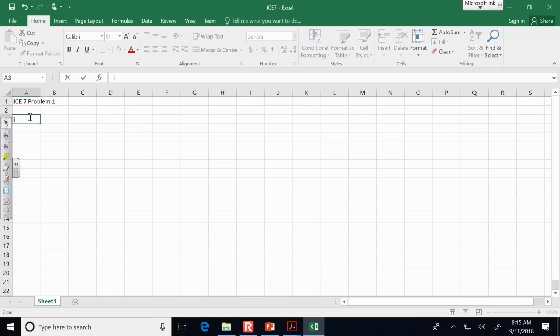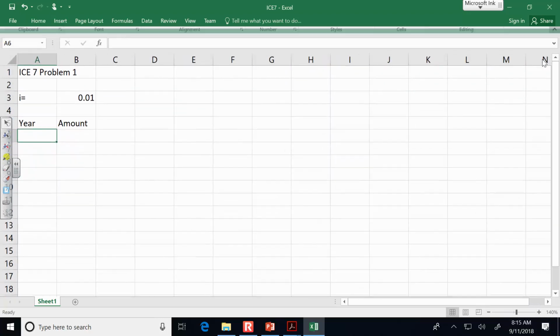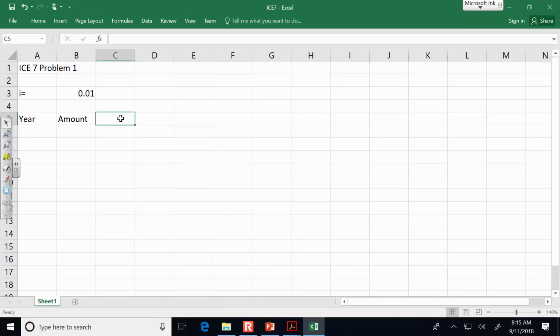Let's put in I equals, and we have to put in a guess value for the interest rate. Remember I said that this is an iterative problem where we start with some guess of maybe what the interest rate is, and we have to keep changing it. So let's just say initially 0.01 is my guess, 1%. And we'll come back and fix that later. So we're going to have a column that's year, a column that's amount. Let me make that a little bit bigger so it's easy to see. Year, amount, and PV of amount.